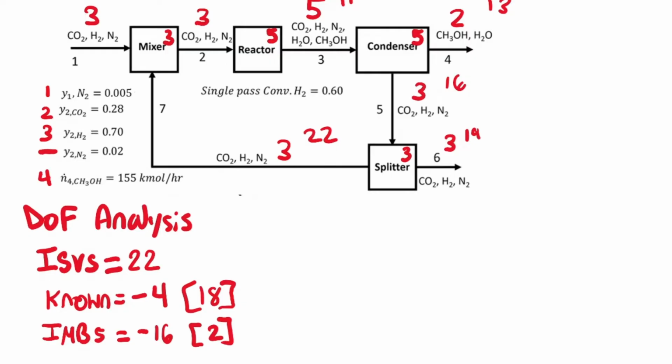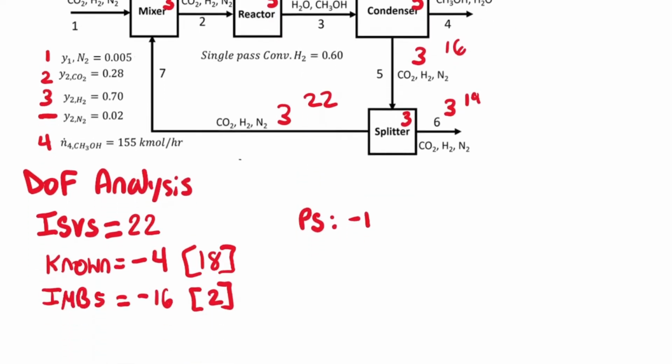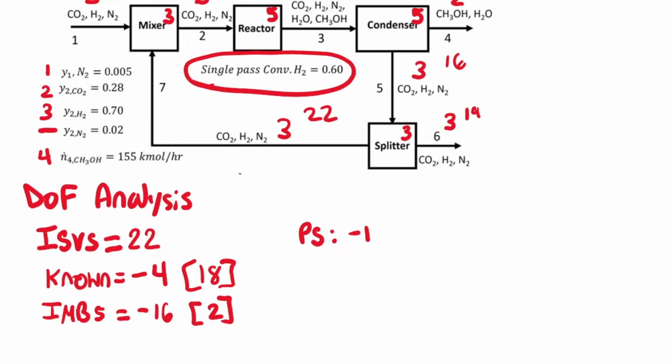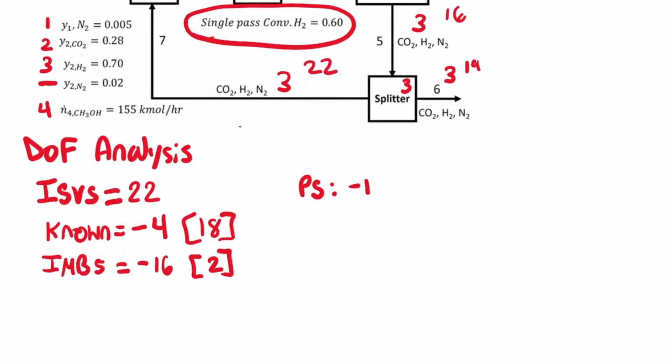And in this case, we do have a process spec, which is my conversion factor. So we have -1, right? Because we have a single pass conversion for hydrogen. So that will reduce my degrees of freedom by 1. And that's going to give me, right now, 1 degree of freedom. However, speaking of that reaction, anytime you have a reaction in your system, that's going to increase my degrees of freedom. So I'm going to have a +1, giving me now 2 degrees of freedom.